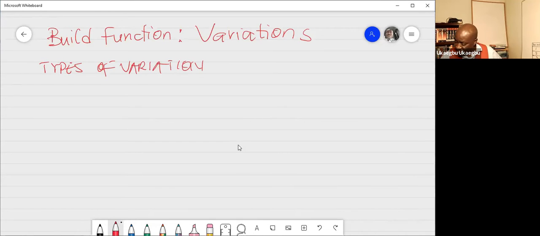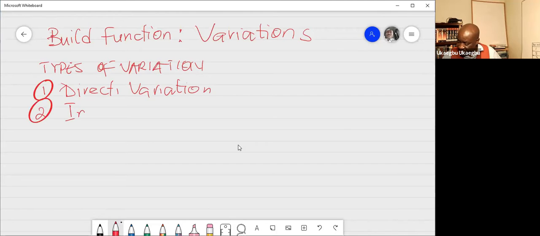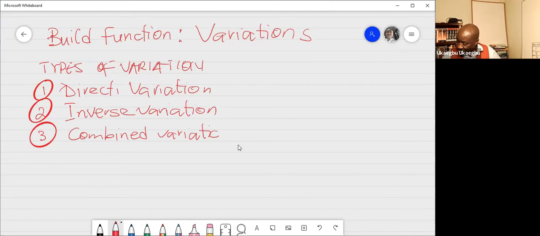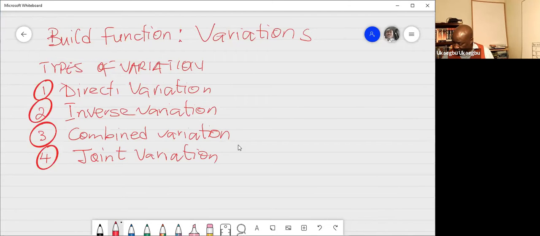Now on the types of variation, number one on the list is direct variation. Number two on the list is inverse variation. Number three on the list is combined variation. And number four is joint variation. So these are different types of variations, and we have introduced the first one.